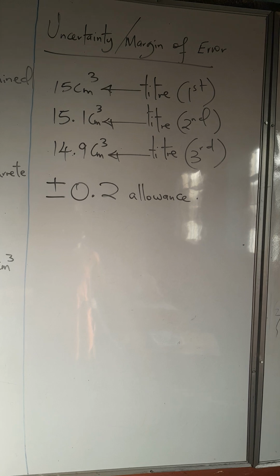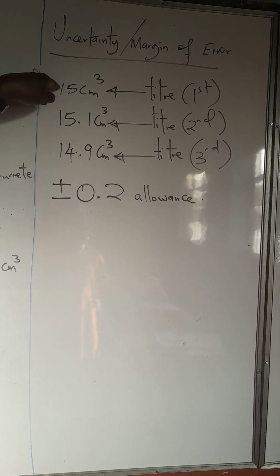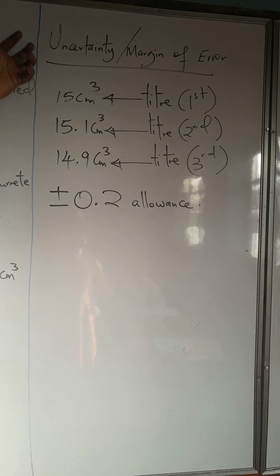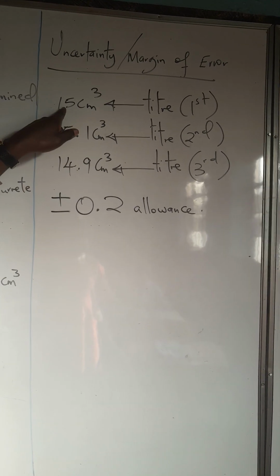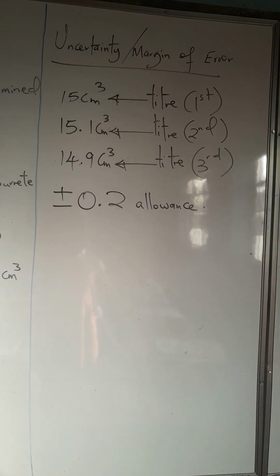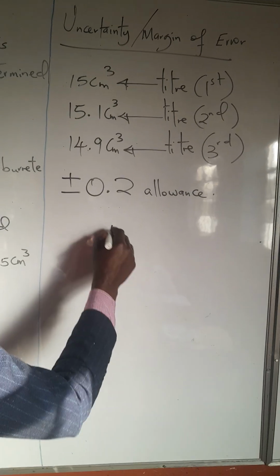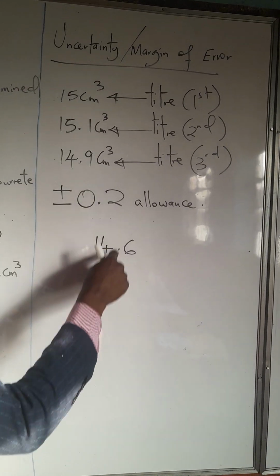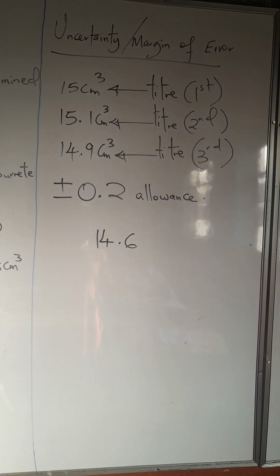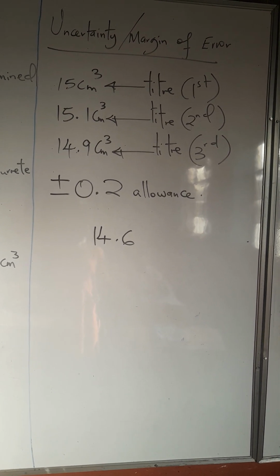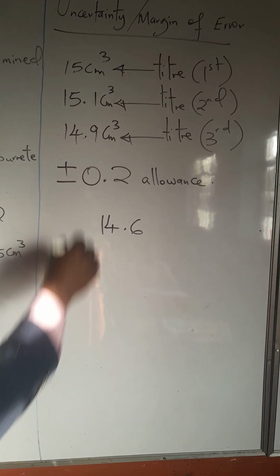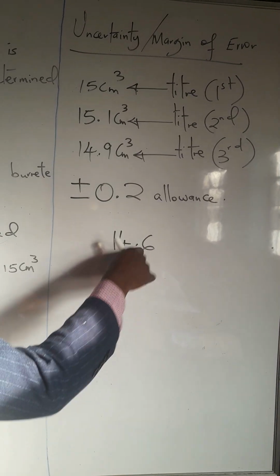So that, assuming this one was your first value or after titration, then you get anything that is very far away from 15 cubic centimeters. Let's say 14.6. The difference between 15 cubic centimeters and 14.6 is very big. So it creates ambiguity in your values. So this one means the experiment is wrong.